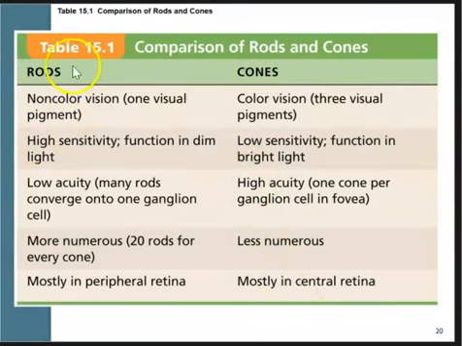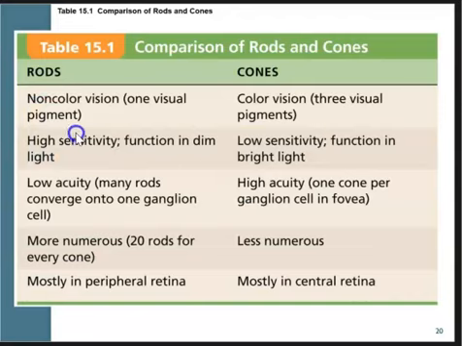So non-color vision for rods, because they only have one pigment, so more grayscale, black and white. Cones have color vision, three visual pigments. Rods are highly sensitive to light. What that means is even with a little bit of light, dim light, they will be innervated, they will respond, while cones need a lot of light for them to be able to function.